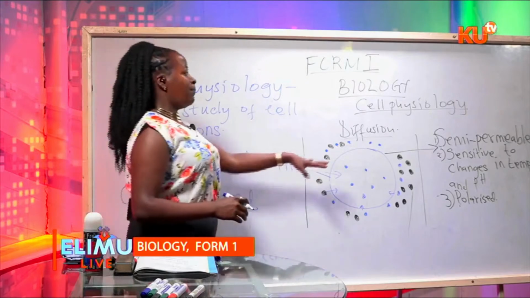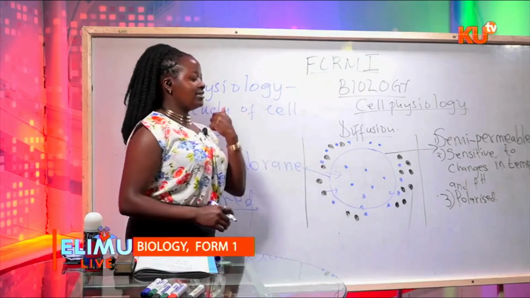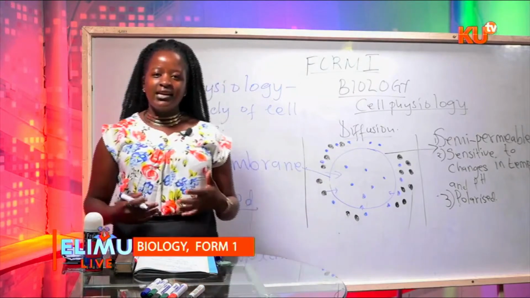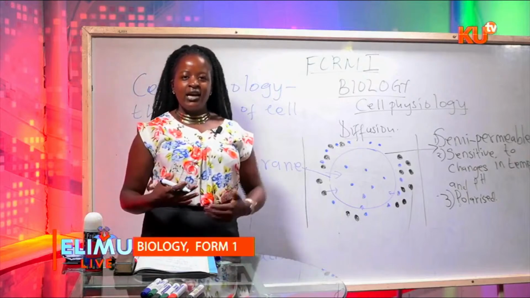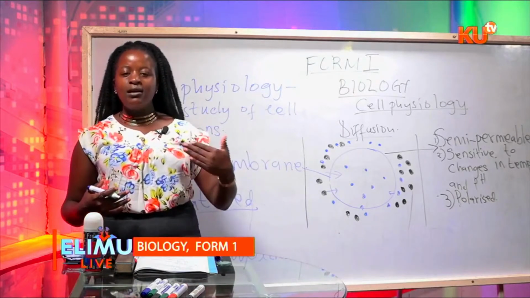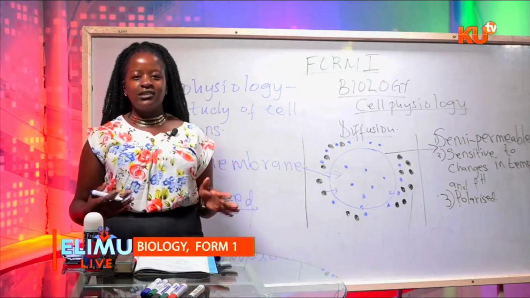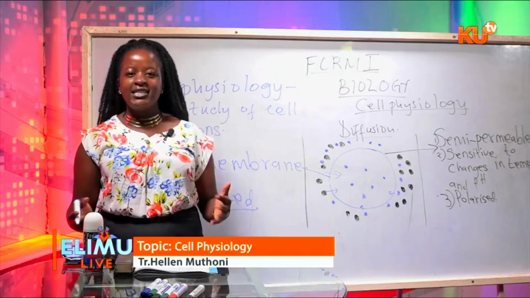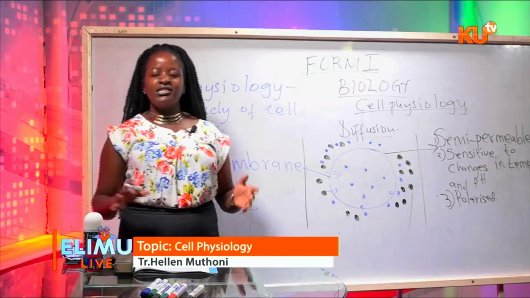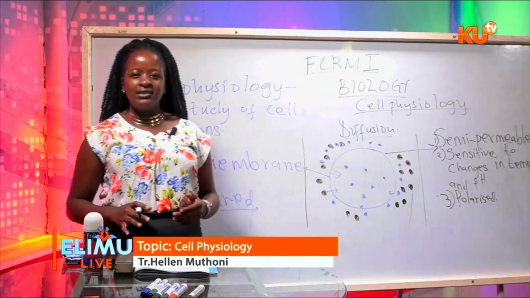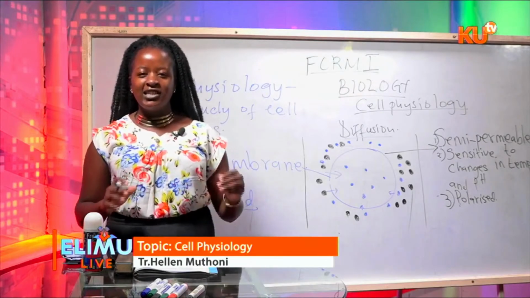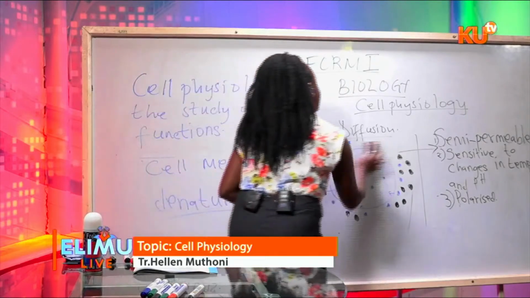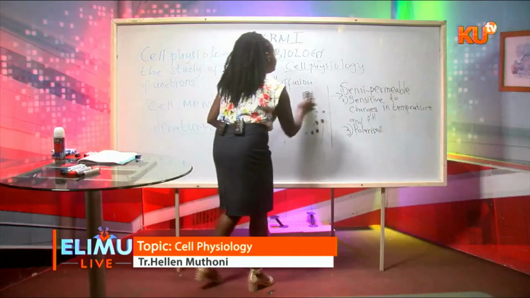The last property of the cell membrane is that it is polarized. Polarized means that it has electric charges. The outer part of the cell membrane has positive charges, while the inner part of the cell membrane has negative charges. All these charges enable that particular cell membrane to detect changes in its environment. I hope you're taking notes on these main points.